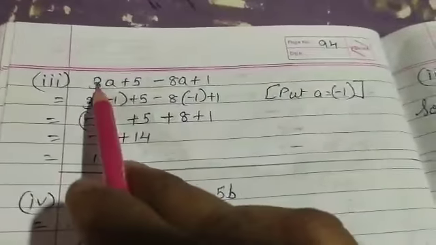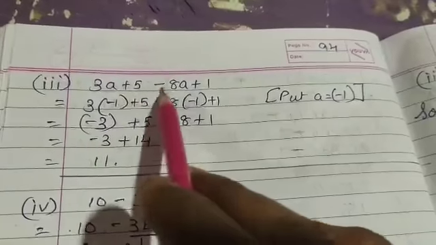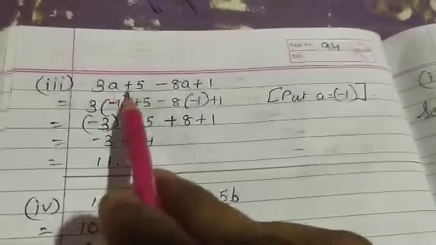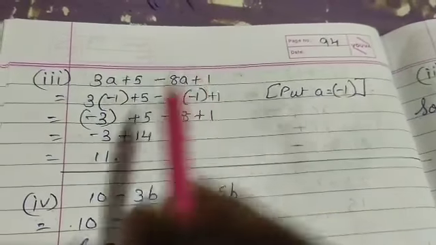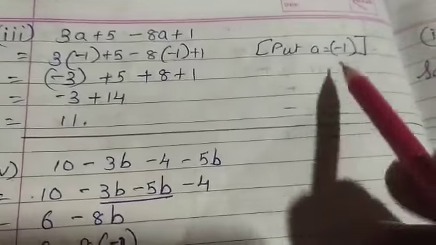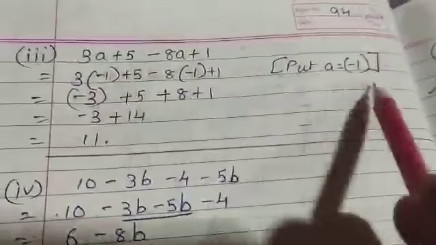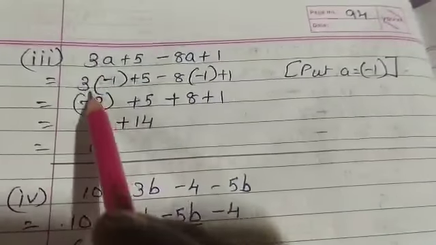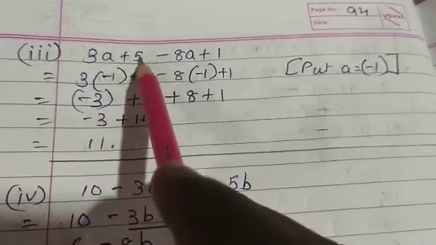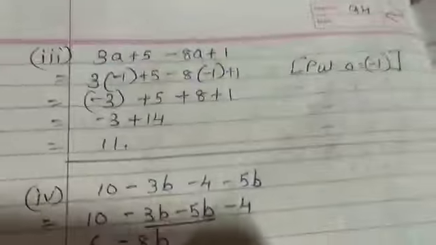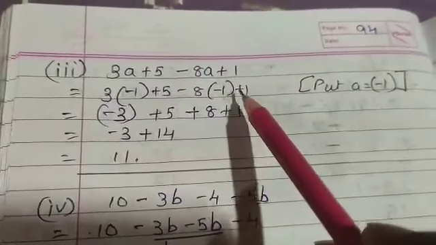Now in that only, 3a plus 5 minus 8a plus 1. Now dear student, here a is there, and in the question it is given that a equals minus 1. So in place of a we have to put minus 1. So write down this 3 as it is, in place of a put minus 1, and write down this 5 as it is, minus 8, in place of a put minus 1, plus 1.